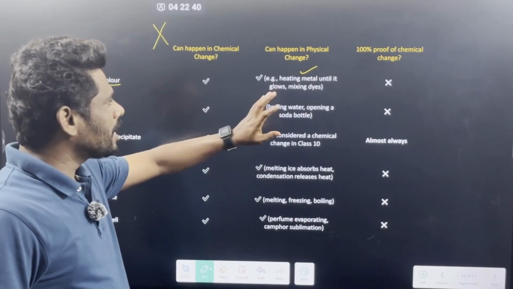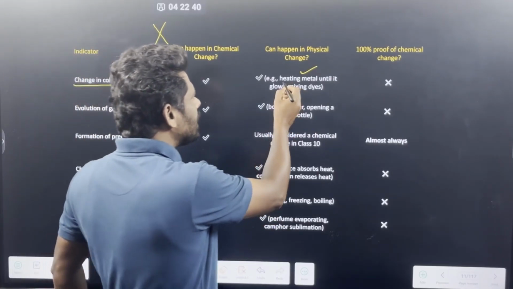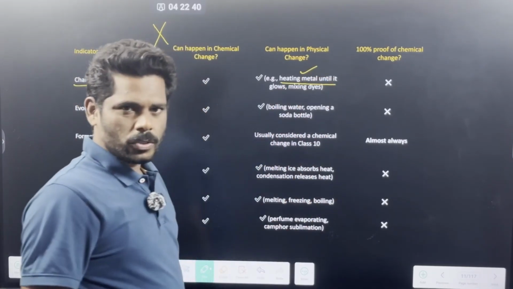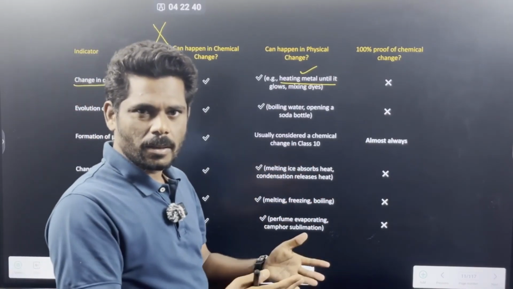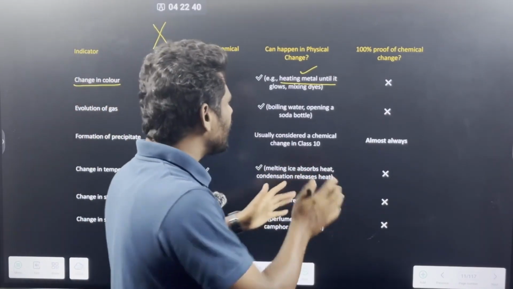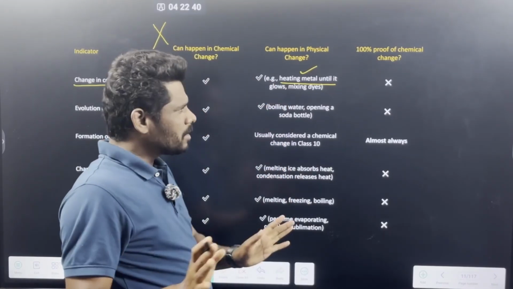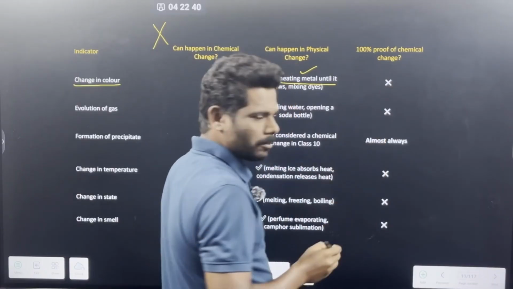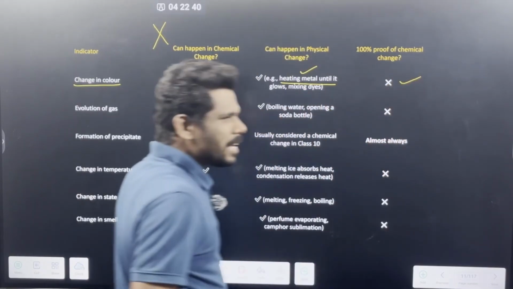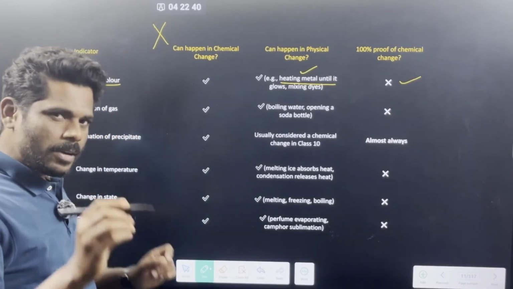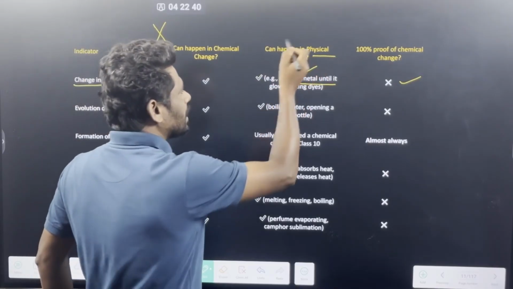The examples are given here, like mixing of different kinds of dyes, that is colors, and heating a metal until it glows. When you take an iron rod and you start heating it, it gives you different colors. So change in the color happened here, but it is not a chemical change. So the point you have to keep in mind is, when you see change in the color, do not confirm that change as a chemical change. Why? Because change in the color may also happen in a physical change.